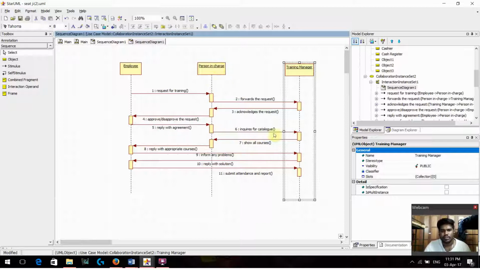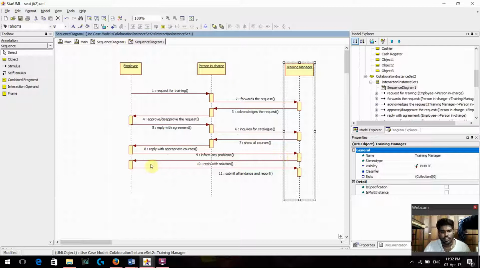The person in charge inquires for the catalog and shows all the courses. Through him, the training manager displays all the courses, and the person in charge replies with all appropriate courses. After that, the employee informs of any problem after registering for any courses. He or she informs about any problem in the courses.